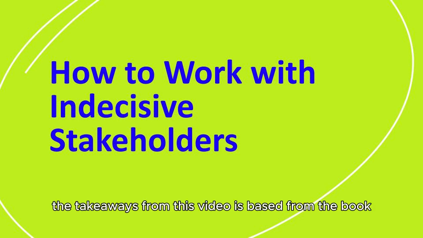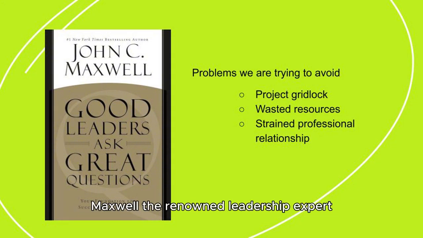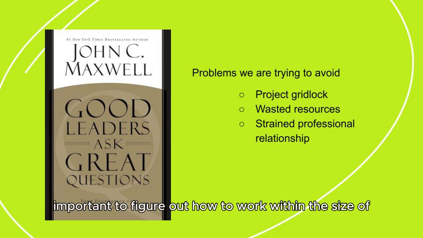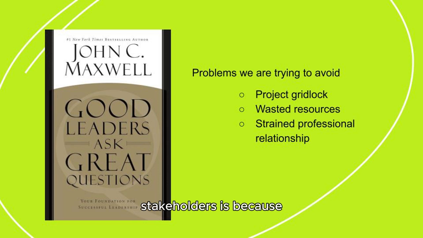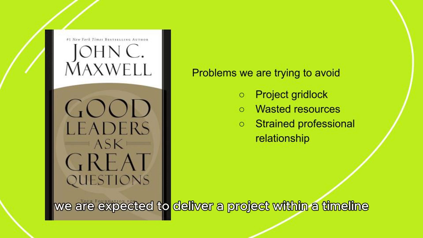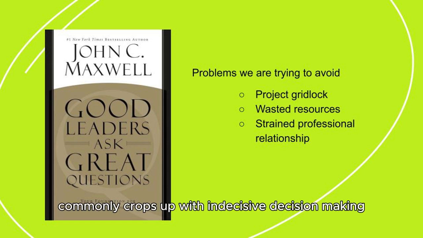Now the takeaways from this video are based on the book Good Leaders Ask Great Questions from John C. Maxwell, the renowned leadership expert. The reason why it's so important to figure out how to work with indecisive stakeholders is because at times we don't get to pick the people we work with. However, we are expected to deliver a project within a timeline. So, in order to meet this goal, we have to avoid things that commonly crop up with indecisive decision making.